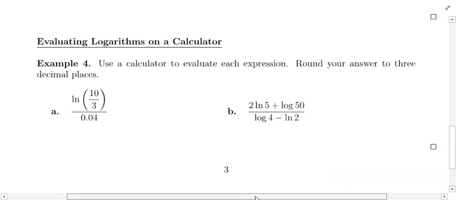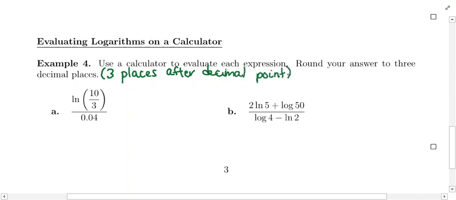So the directions say, in example 4, use a calculator to evaluate each expression. Round your answer to 3 decimal places. I mean 3 decimal places, 3 places after the decimal point. So let's put it like that so it's clear.